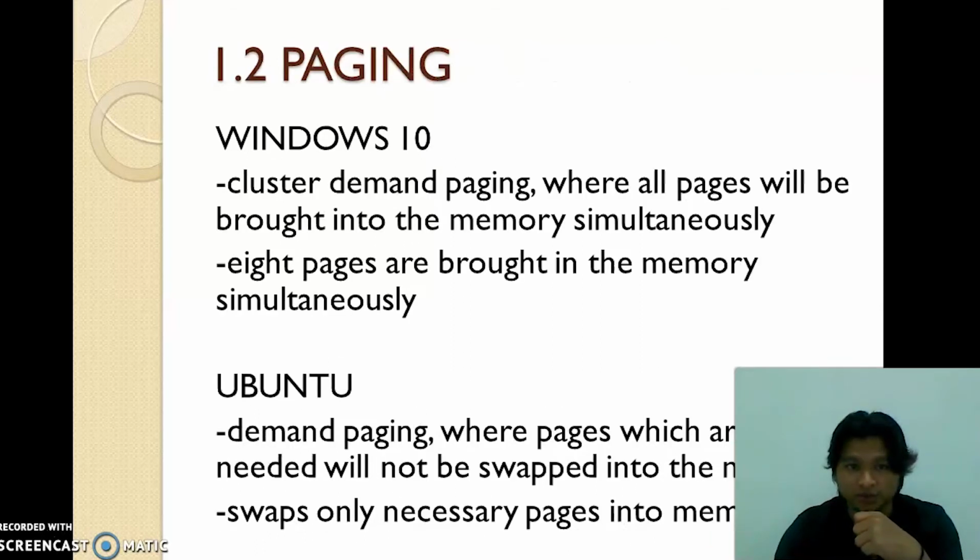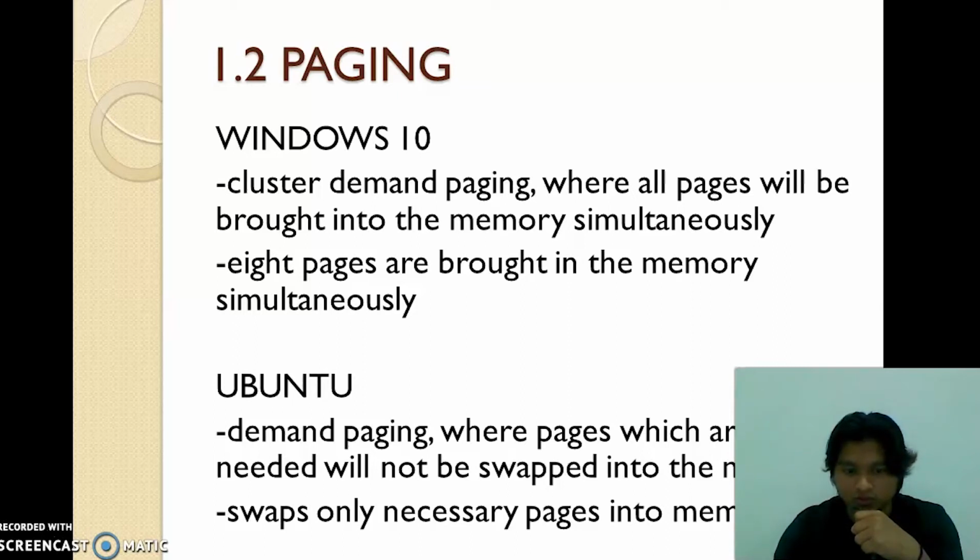For paging, Windows 10 uses clustered demand paging, where 8 pages are brought into the memory simultaneously. Ubuntu uses demand paging, where pages which are not needed will not be swapped into the memory.